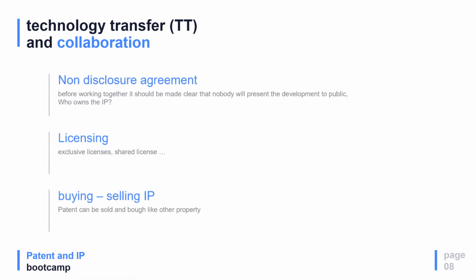Now let's talk about technology transfer and collaboration. What should be done here? There you should always sign non-disclosure agreements. Then there's also the point of licensing, and you should also have in mind that you can buy or sell your IP like other property.